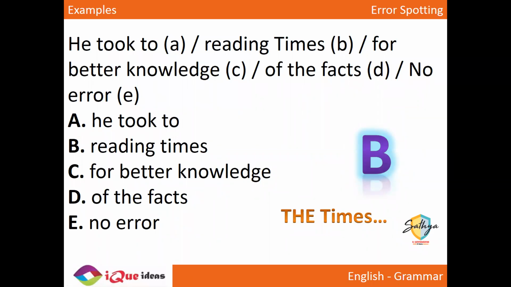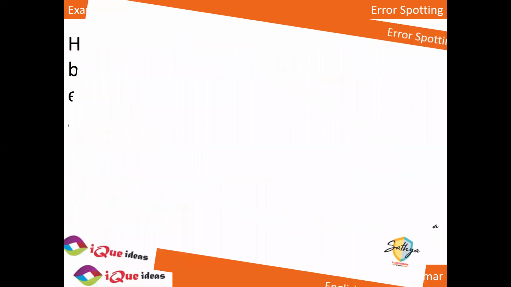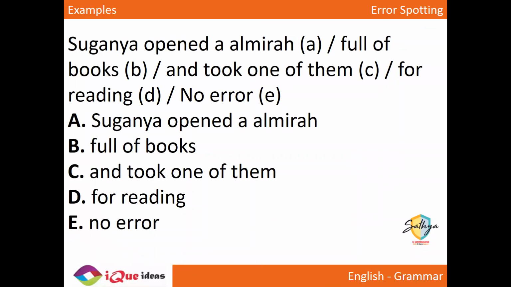Did everybody get this? Okay. Yes. Let's move on then. Next one. Suganya opened a almirah full of books and took one of them. It's so difficult to read it with the error.